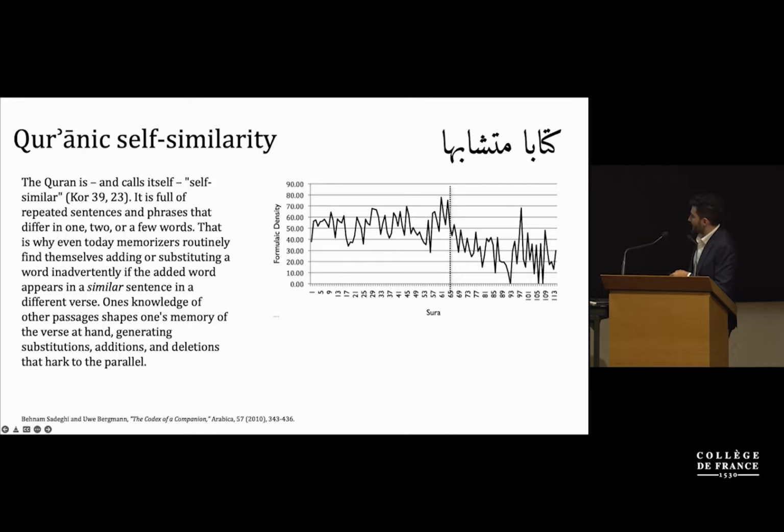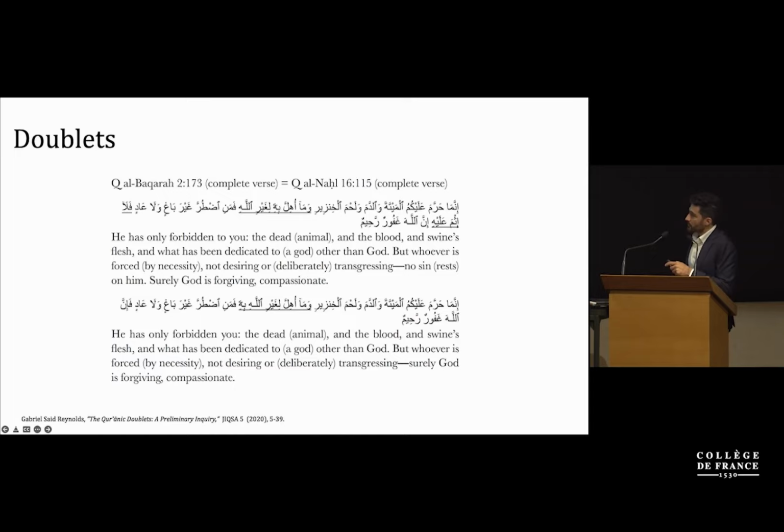And of course, we get errors of the mind, and this is a very broad category. What I wanted to focus on specifically is one particular type of error of the mind, which is assimilation of parallels. This idea, assimilation of parallels, is to assimilate or harmonize the wording of one passage to the slightly different wording in a parallel passage. All right? Now, one interesting and unique thing about the Quran is that it is highly self-similar.